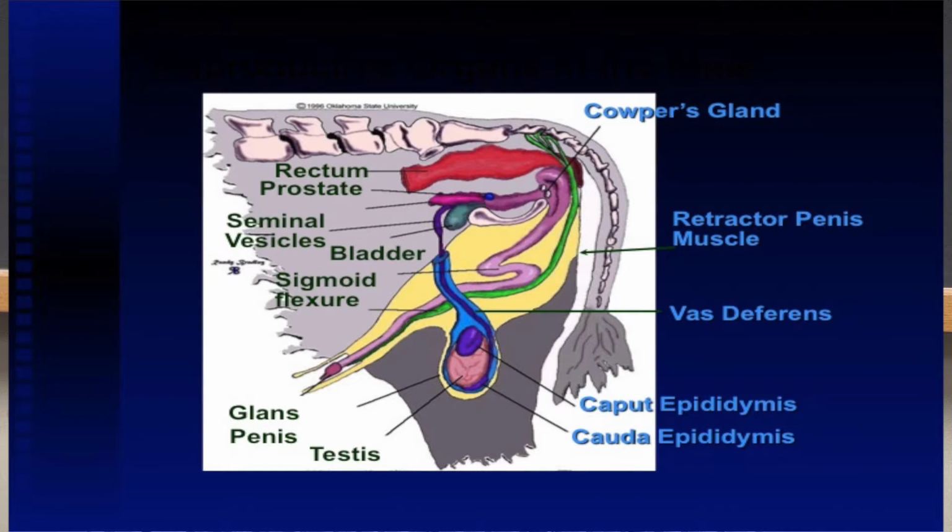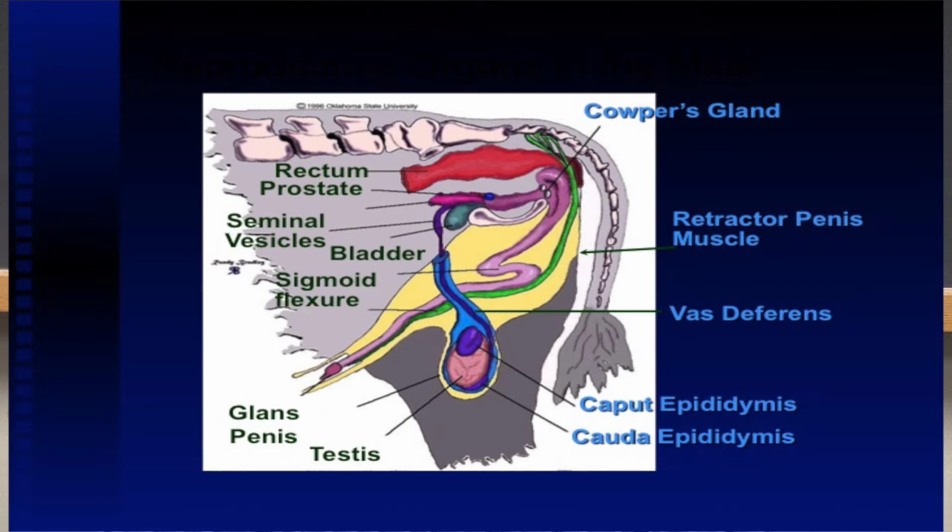And so as you can see in the bulls, the external portion that everyone sees on the bull would be the testicles, two testicles, and you can see how they've descended outside of the body cavity and they hang down. And we'll talk about some of the reasons for that. You can see the epididymis. We've got the vas deferens, which is responsible for transport. We've got the retractor. We've got the penis, the glans penis there.